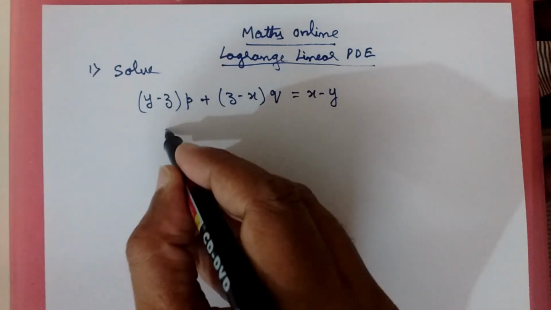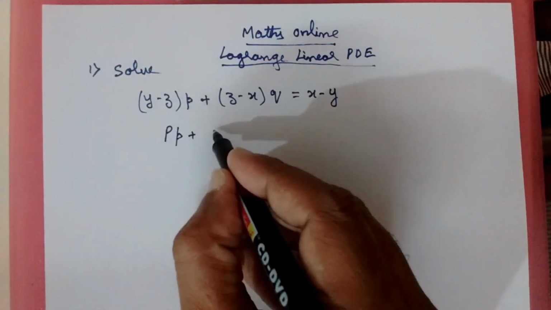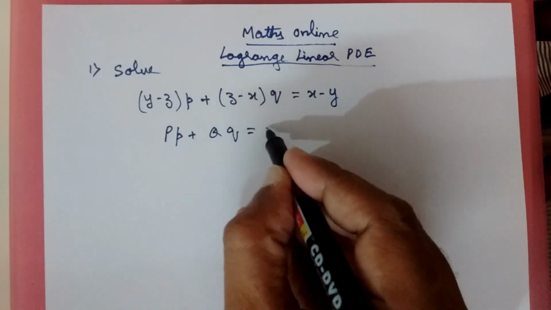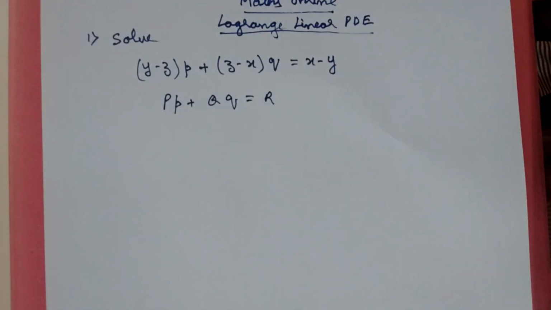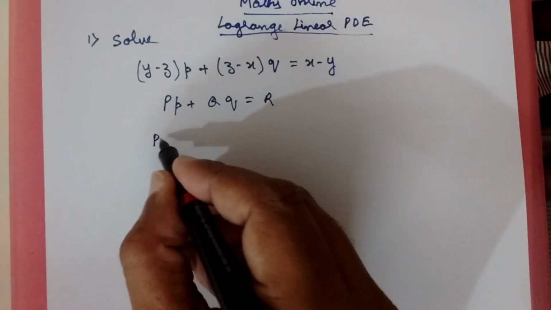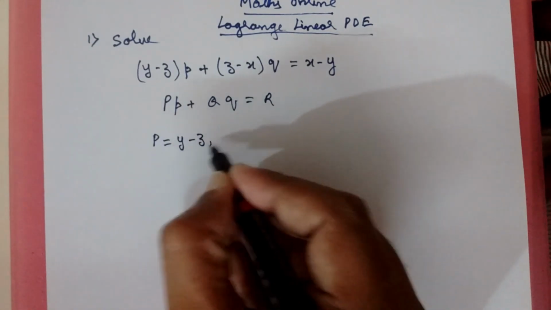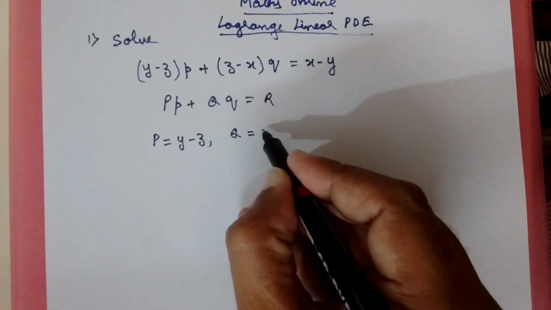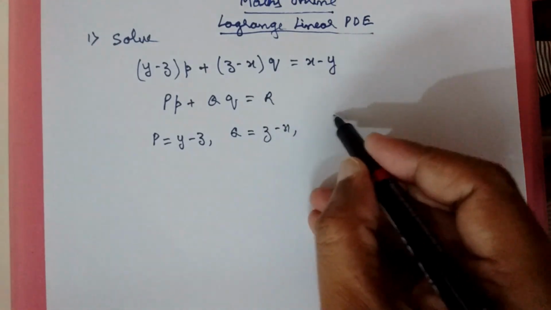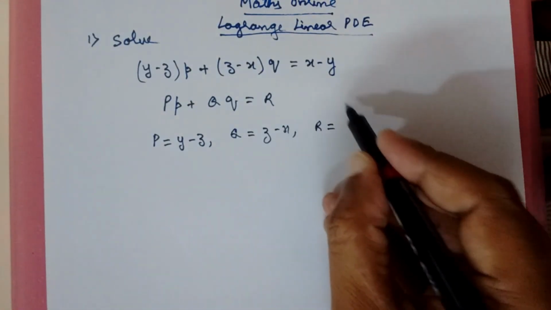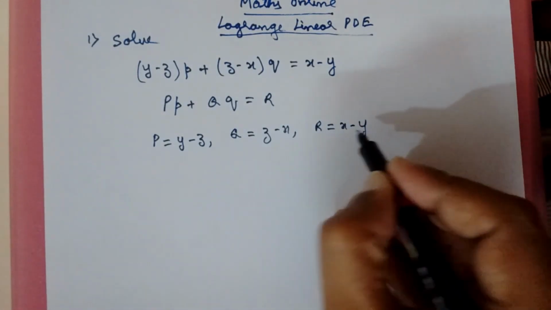Now this is of the form Pp + Qq = R. So therefore the value of capital P over here is y - z, the value of capital Q is z - x, and the value of capital R is nothing but x - y.